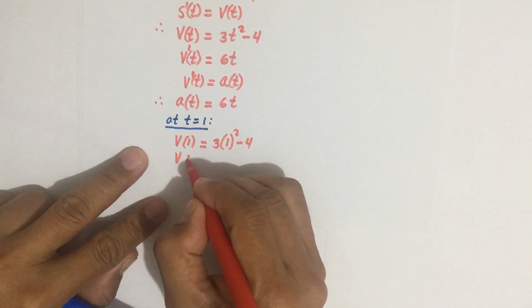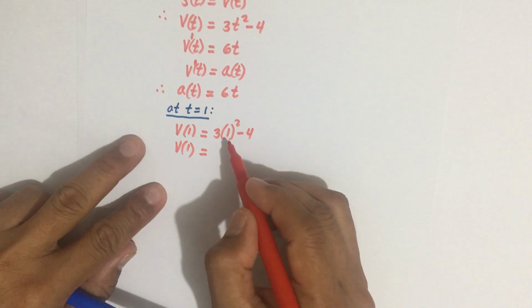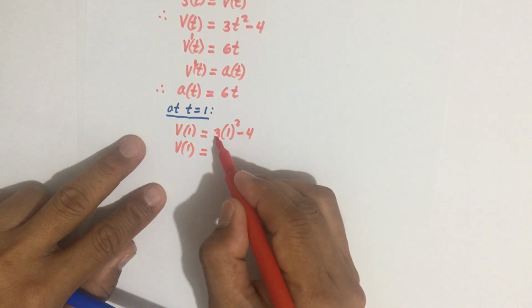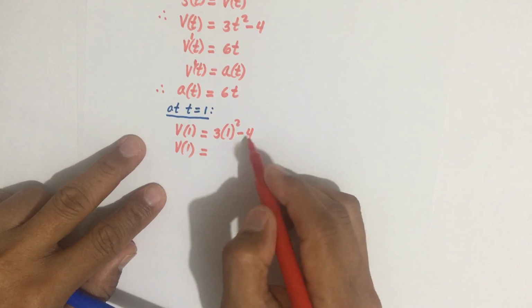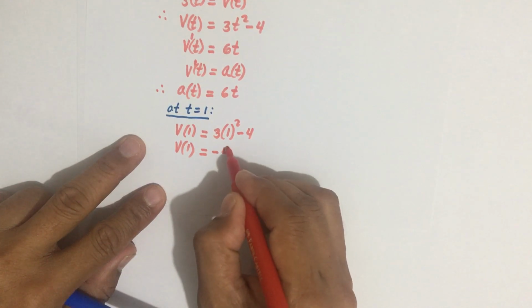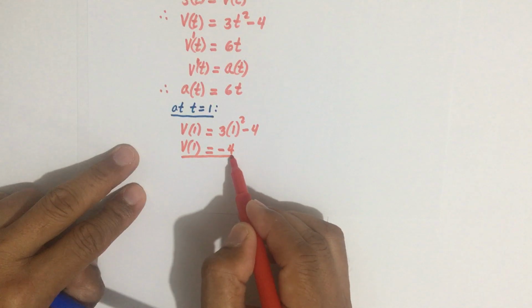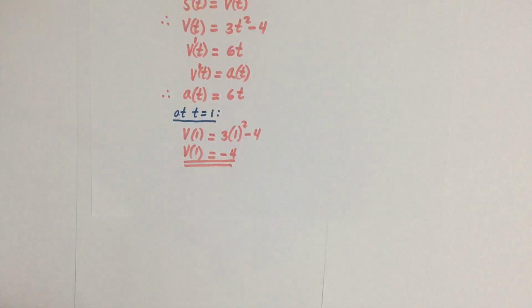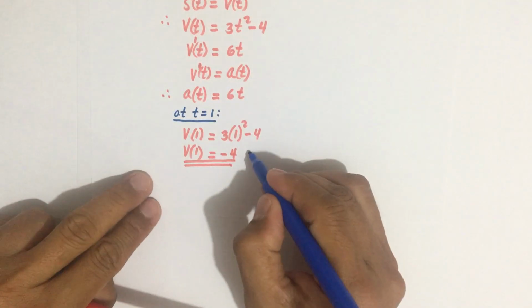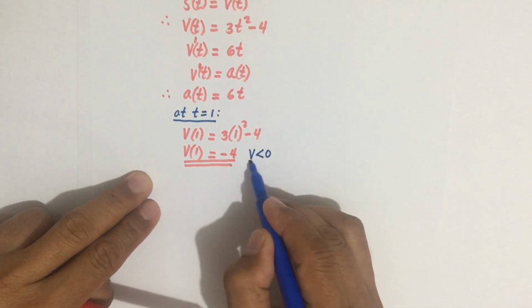So v of 1, or the value of the velocity at t equal to 1, is equal to 1 squared, which is 1, times 3 equal to 3, minus 4. So our v of 1 is equal to minus 1. So therefore, we have our v that is less than 0. So that's negative, right?